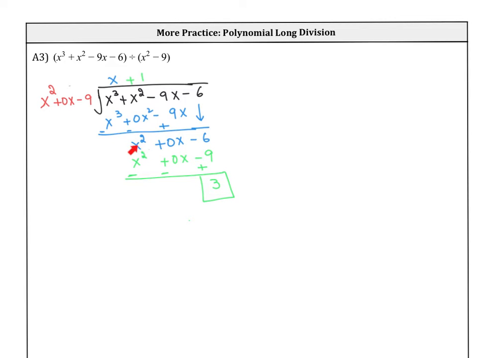Now we are going to get x squared underneath x squared, so that's why we are going to multiply this by 1. So 1 times x squared is x squared, 1 times 0x is 0x, and 1 times negative 9 is negative 9. Going to change the sign, so you're going to get this cancel. This is already 0. Negative 6 plus 9 is 3. So the remainder is 3.